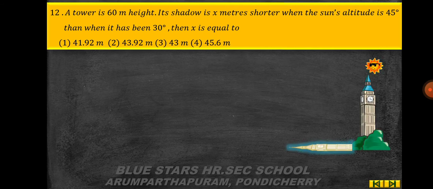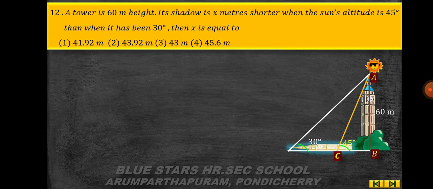So the height of the tower is 60 meter. Then the sun's altitude, the angle of the shadow of the tower, is 45 degree. Then the angle from the shadow to the top of the tower is 30 degree. Mark the points as A, B, C and D. We don't know the distance between DC and CB, so name them X and Y.